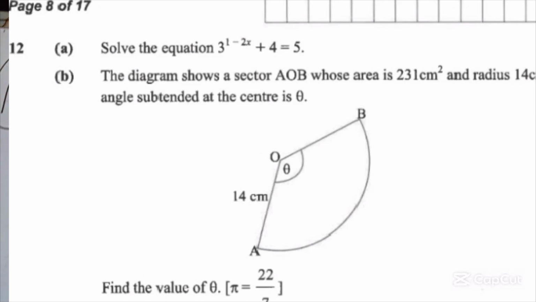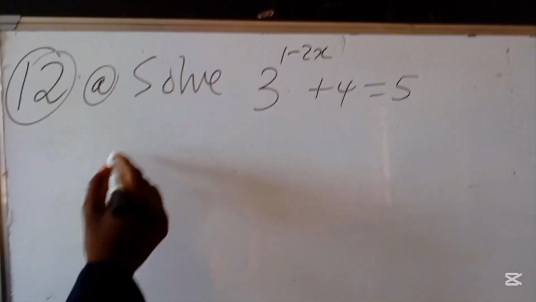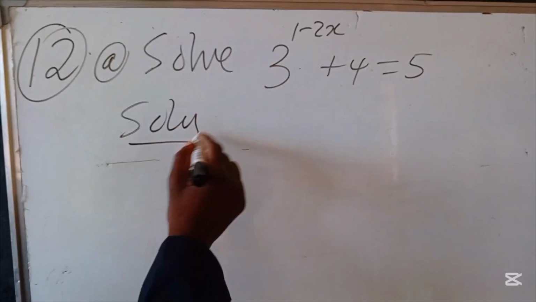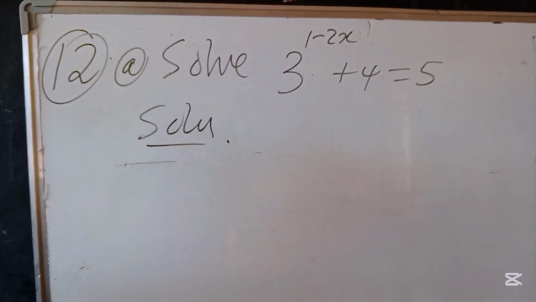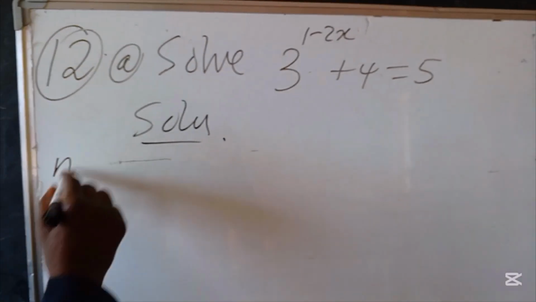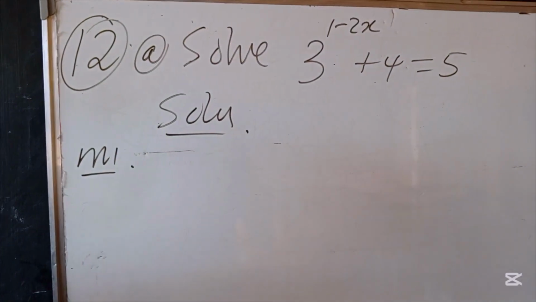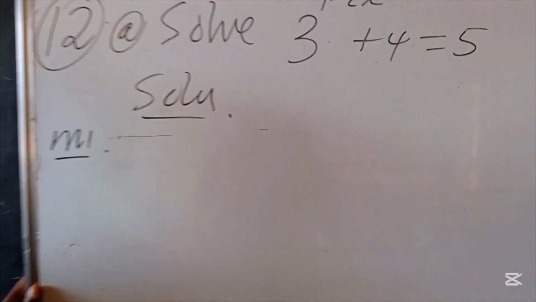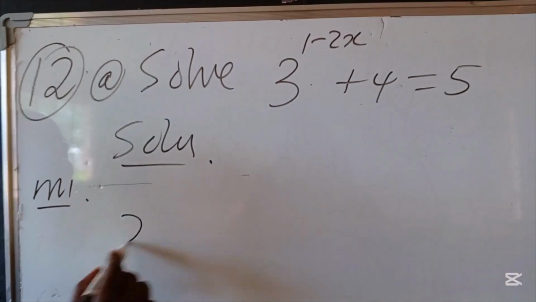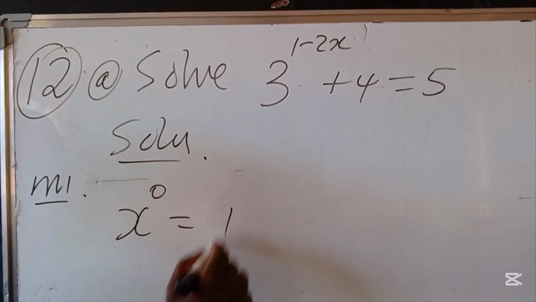On question 12, let's move. How do we answer this question? We can solve this question in two ways. The first method, we are going to use the laws of indices, which states that any number to the power 0, the answer is 1.